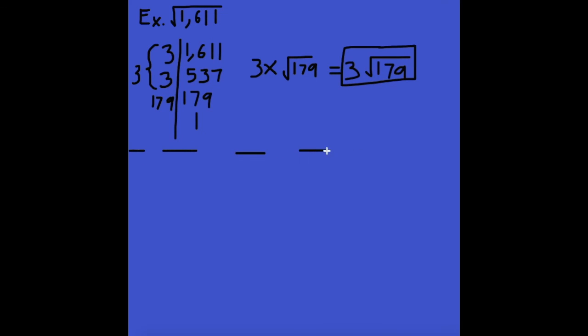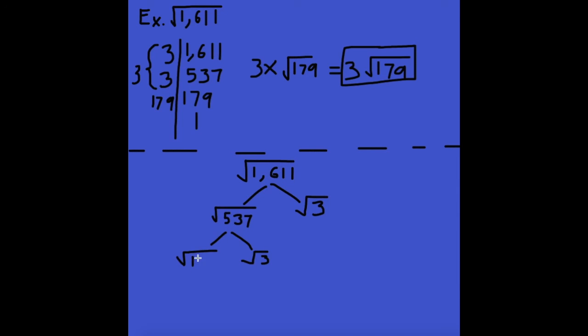Let's do the tree method for this problem. The square root of 1611 can be broken down into square root of 3 and square root of 537. We can't simplify the square root of 3 any further, so let's look at the square root of 537. The square root of 537 can be broken down further into square root of 3 and square root of 179. We cannot simplify the square root of 3 and the square root of 179 further.